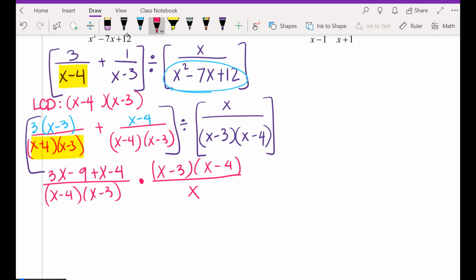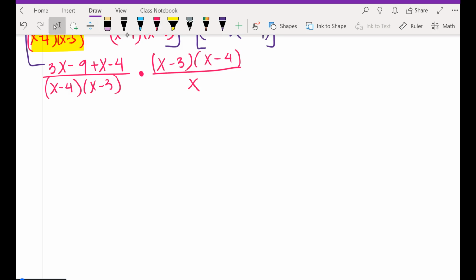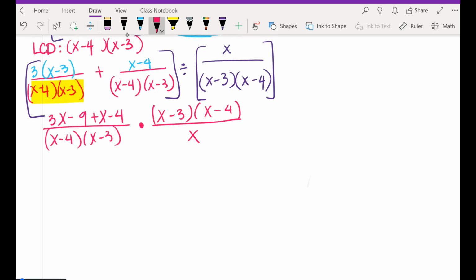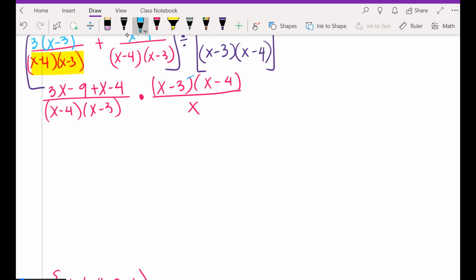Reduce? Yeah. But before I reduce, I should really go down here and write my restrictions, right? X so far can never ever be what? 4, 3, and 0. Perfect. So now let's have fun. Cancel out x minus 3, x minus 4. Then we are now on the top.